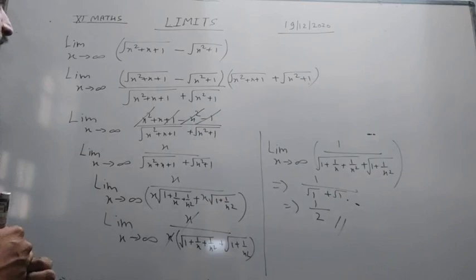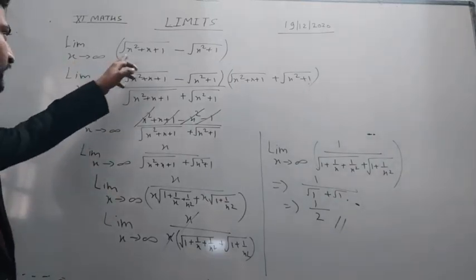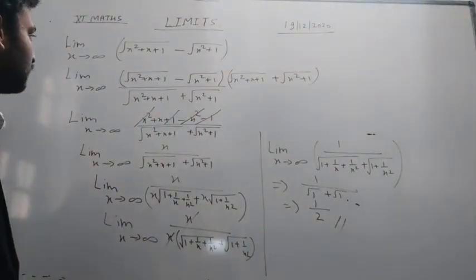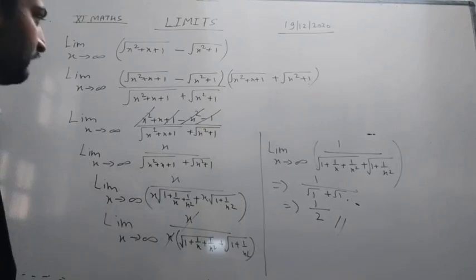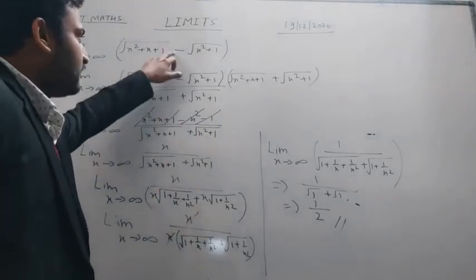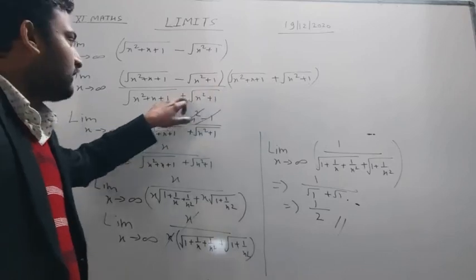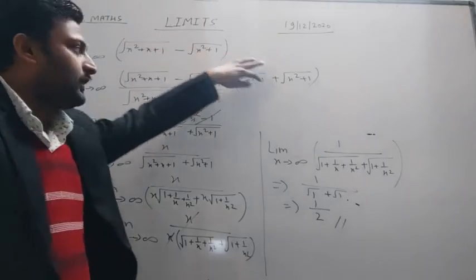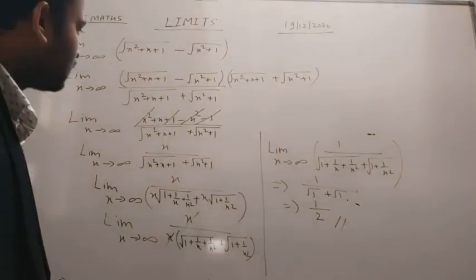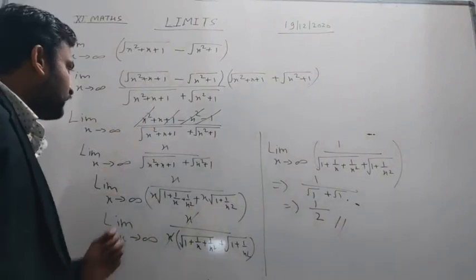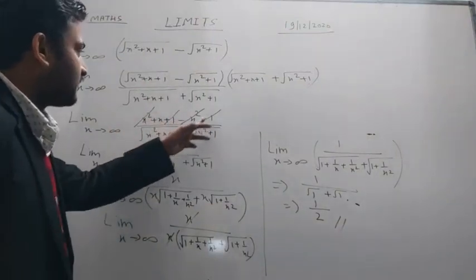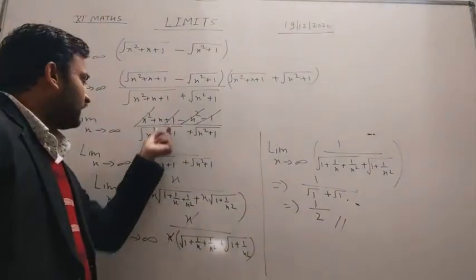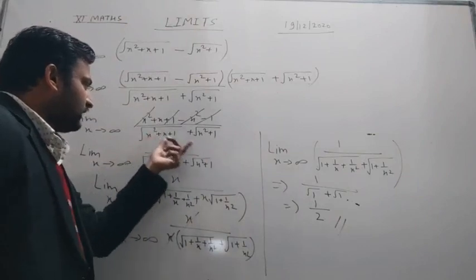Let's see once again. First we are given the limit x tends to infinity, under root x square plus x plus 1 minus under root x square plus 1. First we will rationalize it. We change the sign of this, and we multiply and divide by this term. In the numerator we get a minus b times a plus b, which becomes a square minus b square. So the root will be removed: x square plus x plus 1 minus x square minus 1. X square will reduce, minus 1 and plus 1 will reduce. We get just x in the numerator, and the denominator is the same.